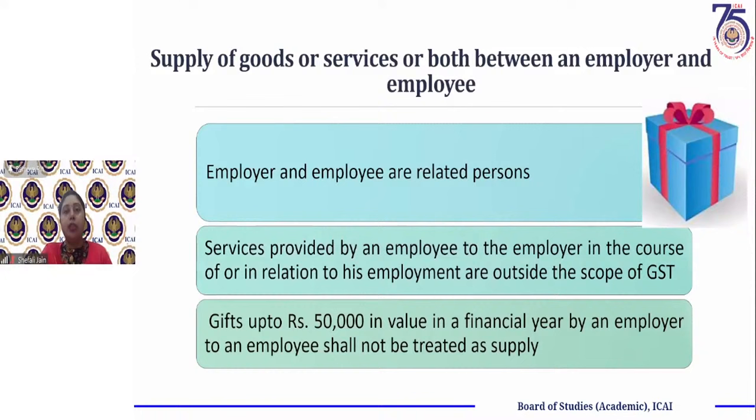So if I am giving air conditioners to all my employees on the 25th anniversary of the company, or completing 25 years, the company is giving some mobile phones to the employees worth rupees 25,000, worth rupees 45,000, that will not be considered as supply. But if its value exceeds 50,000, if the value is 50,000 one rupee, then that entire amount will become a supply. So employer can give a gift to its employee in a financial year up to a value of rupees 50,000. If the value exceeds 50,000, then that particular gift will become a supply because it is a supply between related persons, and though it is without consideration, it will be considered as supply. It will be deemed as supply.